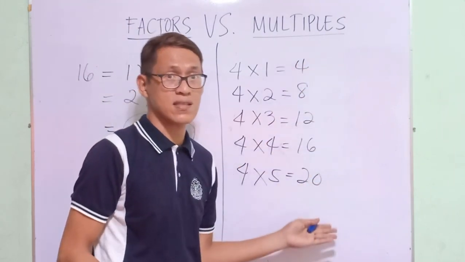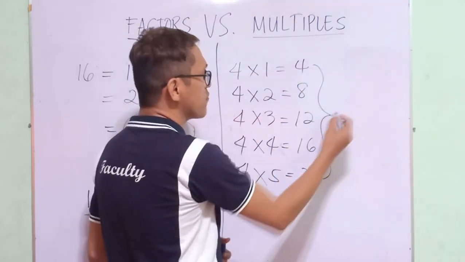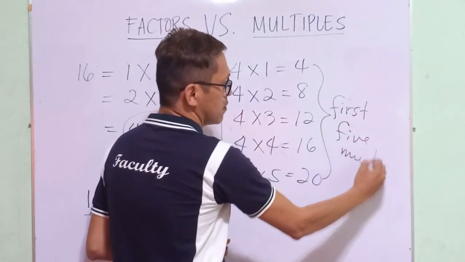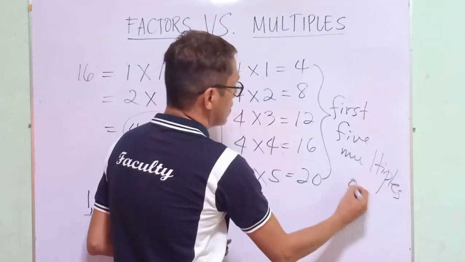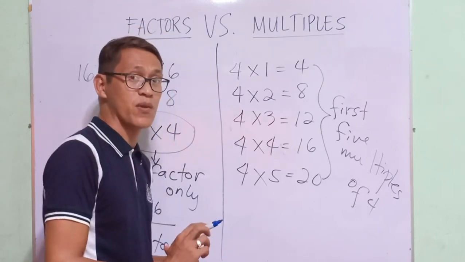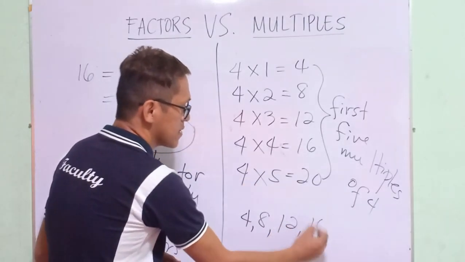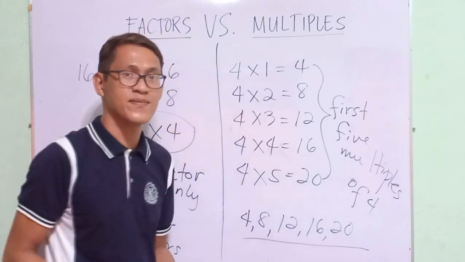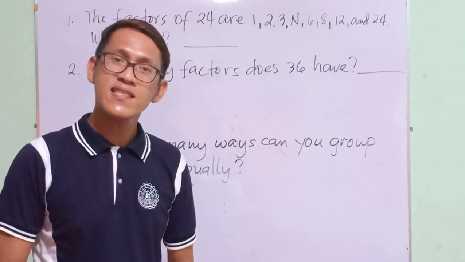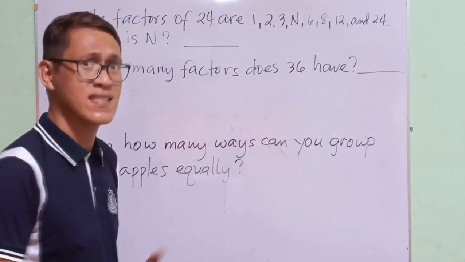Again, these are the products, correct? You can also call them multiples of 4. So these are the first 5 multiples of 4. So if you list down the first 5 multiples of 4, they are 4, 8, 12, 16, and 20. Can you see now the difference between factors and multiples? Now let's deepen your understanding of factors and multiples by answering some of the exercises here on the board.